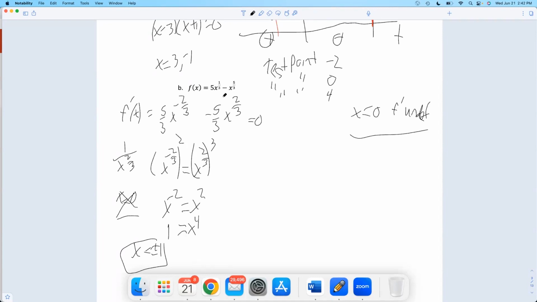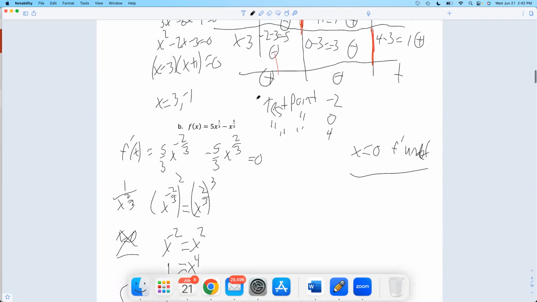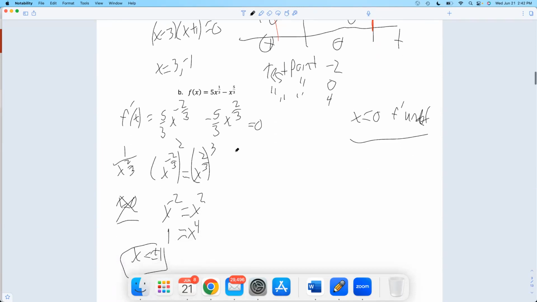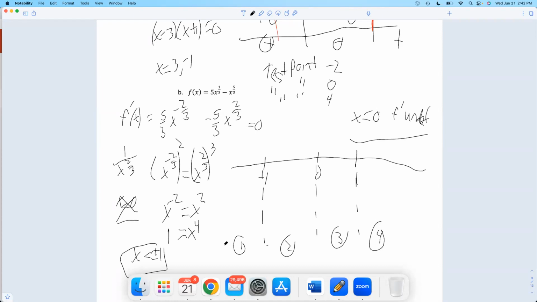Now, this one was a little more challenging. It's kind of hard to write the derivative as a bunch of factored linear terms. Here I am going to have to use test points. So I put all my critical values on here, -1, 0, and 1. And I picked test points in each region. I've got 4 different regions. So we'll call this 1, 2, 3, and 4.